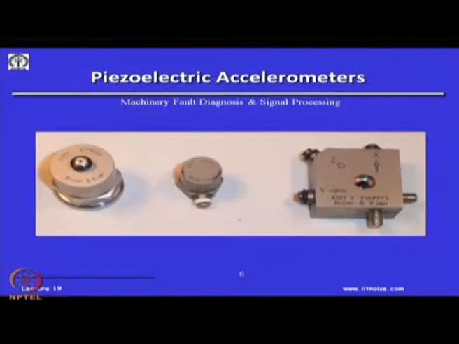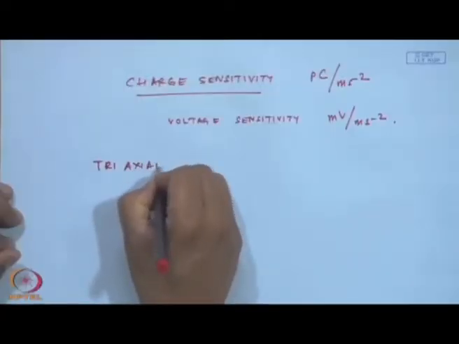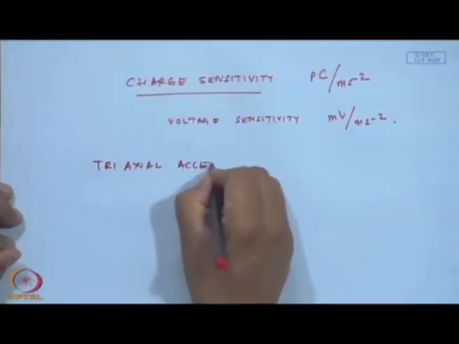I will move on to the next, and this is how the typical piezoelectric accelerometers look like. If you will see, this is the size of a 50 paisa coin, and this is where you connect the cable to measure the charge which has been generated, and similarly this is the top connector, this is a side connector, and this is what is known as a triaxial accelerometer.